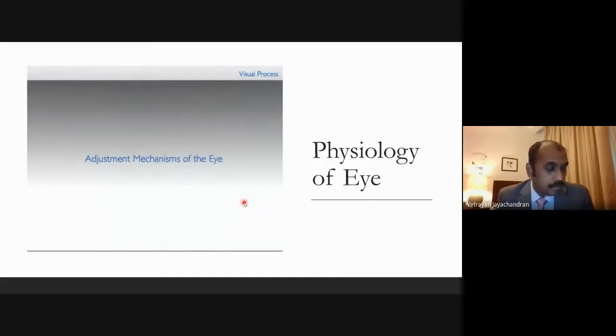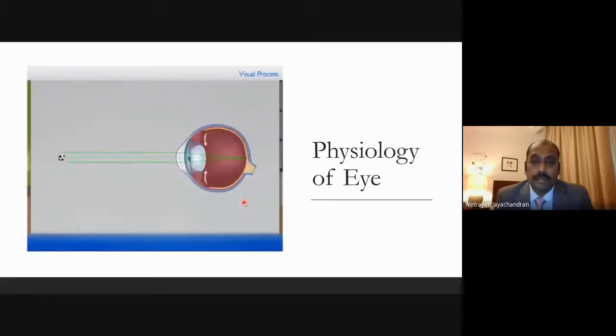Now let us understand the adjustment mechanisms of the eye. The first mechanism is accommodation. Focusing at different distances is achieved by changing the refracting power, or focal length, of the lens. The lens of the eye can contract under muscular control, making it more convex, thus shortening the focal length. This process is called accommodation.